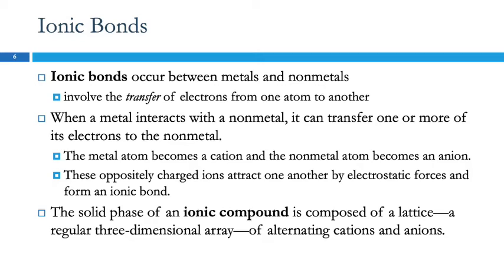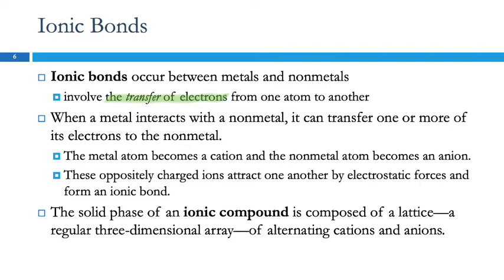Ionic bonds occur between metals and nonmetals. And so they involve the transfer of electrons from one atom to another. We learned that a characteristic of metals is that they will lose electrons and form cations. So in a chemical reaction, that's what they do. They lose electrons. Where do those electrons go? It goes to the nonmetal. Nonmetals accept electrons and become negative ions. So the electrons get transferred. It could be one or more.